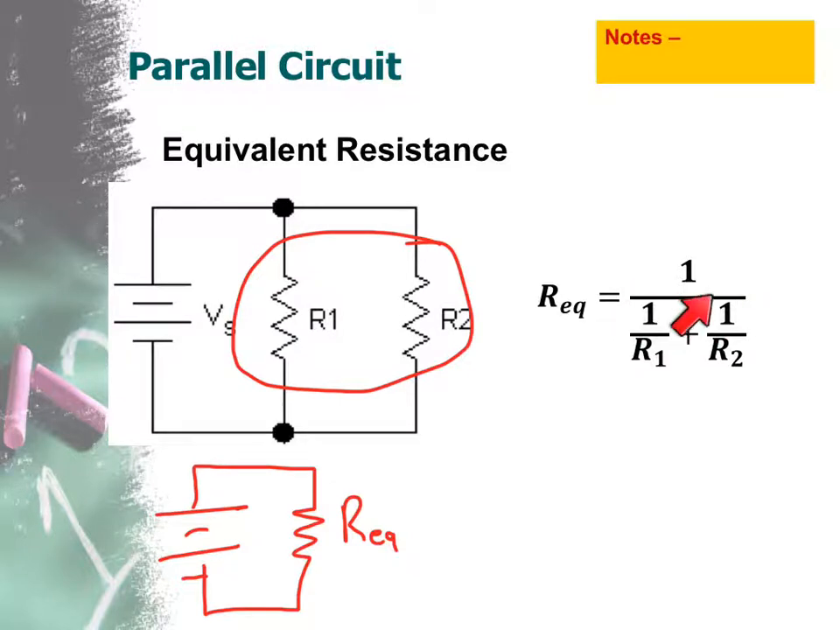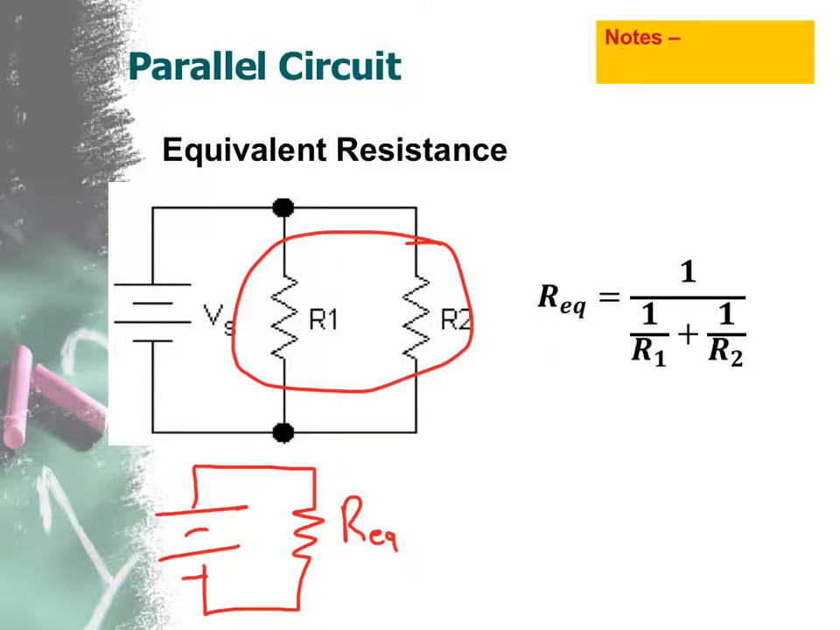So this is a compound fraction here, which means that what I have to do is figure out what 1 over R1 is, then add that to 1 over R2, and that will give me the denominator of this fraction. And then I have to take 1 over whatever that sum is to get my equivalent resistance.